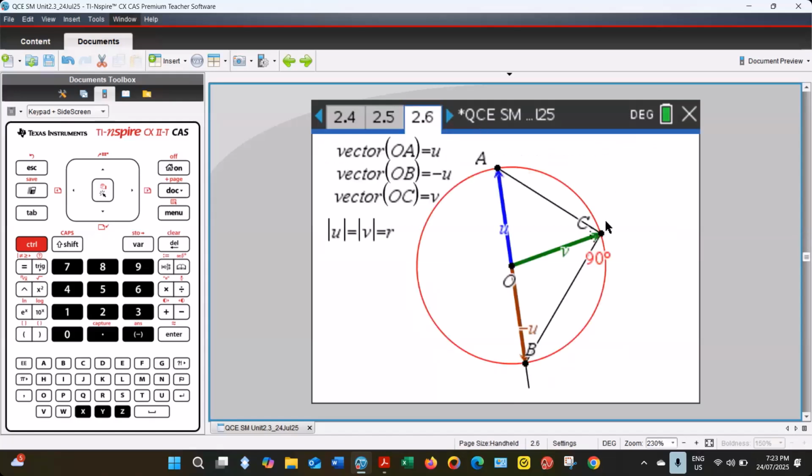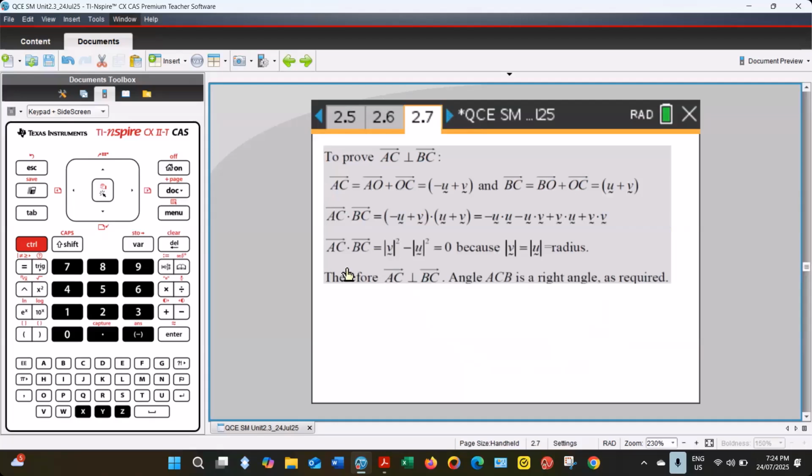In the resource book, this is done as another simple vector proof. So we certainly see that it works. I've defined two vectors, OA as U and OC as V. Then I express AC in terms of U and V and BC in terms of U and V and find their scalar product. This is a screenshot from the resource book: when you take the dot product, you end up with the magnitude of V squared minus the magnitude of U squared. But because V and U are both equal, because they're both the radius of the circle, the result is 0. So if the dot product is 0, then we've proved that the angle ACB is a right angle.